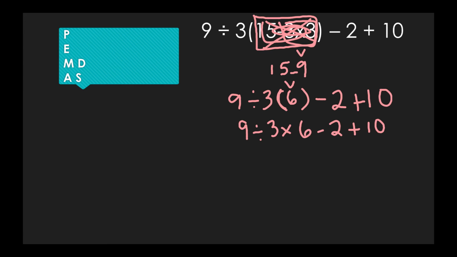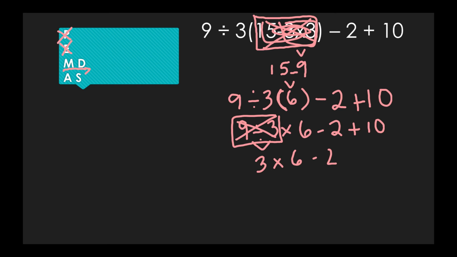Okay, so we don't have any more parentheses. We don't have any exponents. Let's go from left to right for multiplication and division. So we start at the left and we move to the right. Oh, we already found a multiplication or division sign. So 9 divided by 3 is 3. And then, since we've done this, we can cross it out and copy the rest of the problem down.